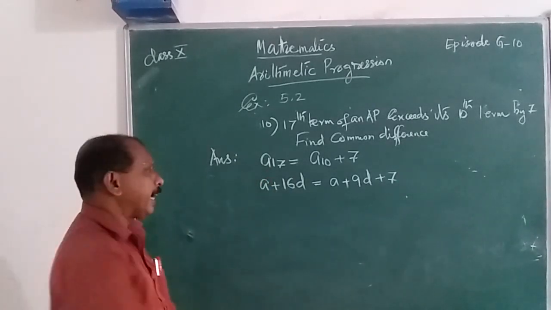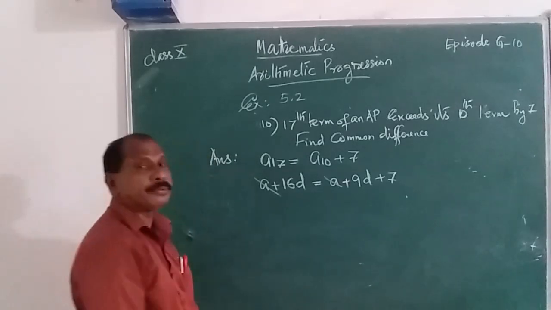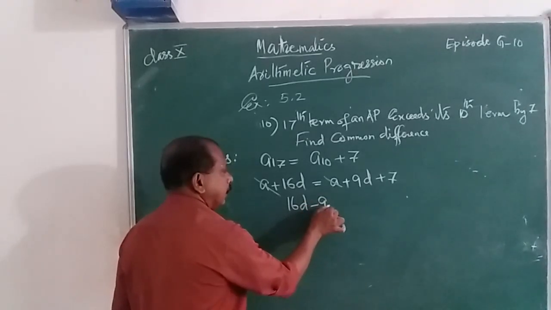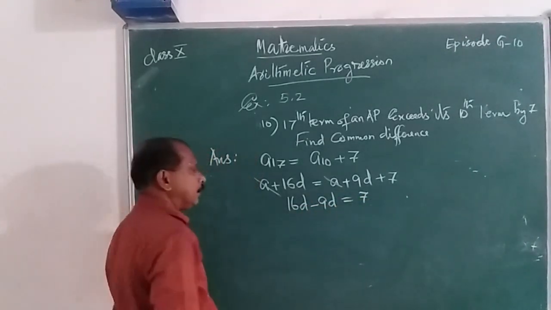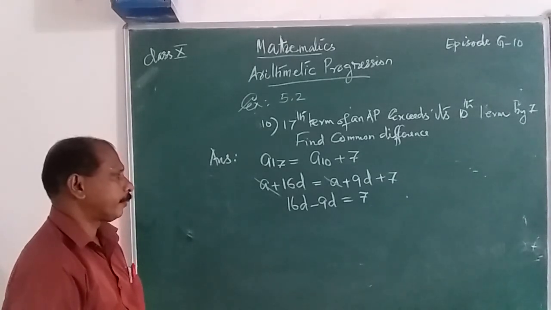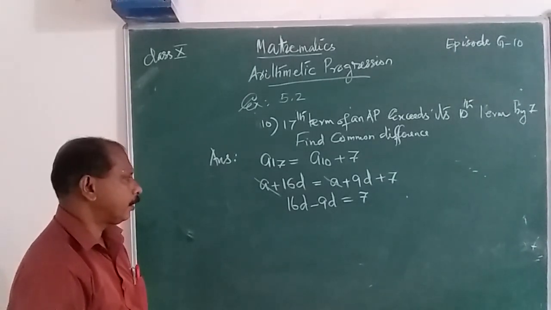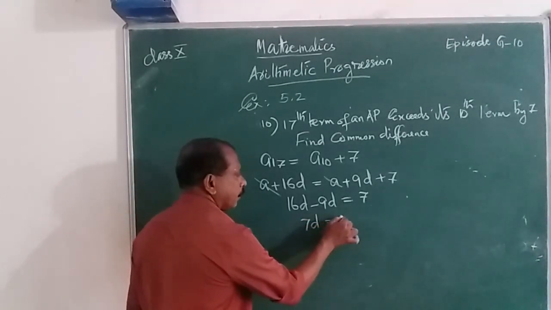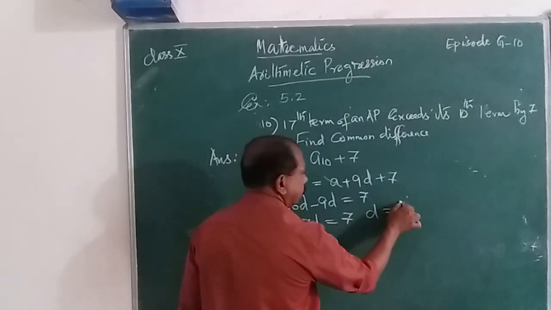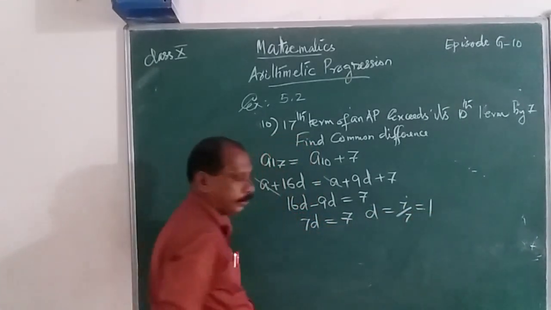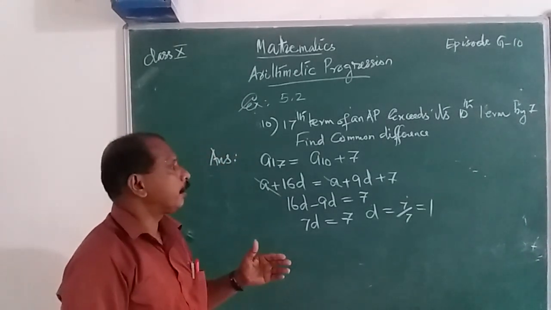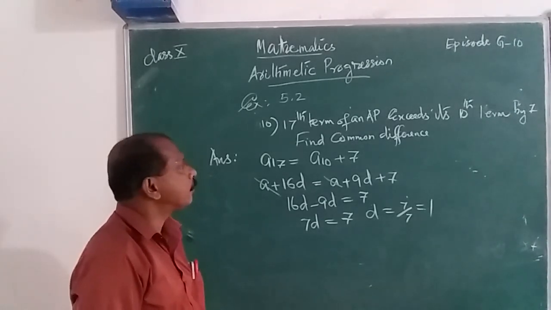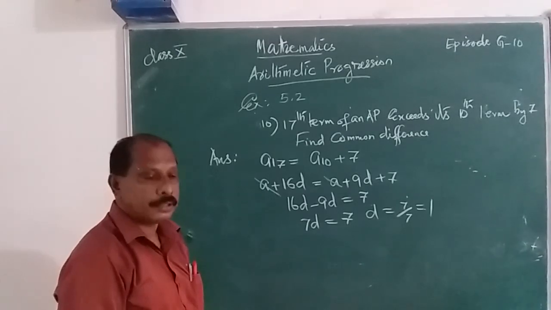Left side A, right side A cancels. 9D should be moved to the left side, that is 16D minus 9D is equal to 7. 16 minus 9 is 7, so 7D is equal to 7. Therefore, D is equal to what? 7 by 7. Okay. Find the common difference. That is the question. Common difference is 1.